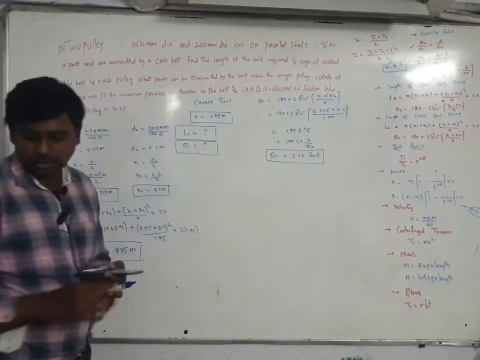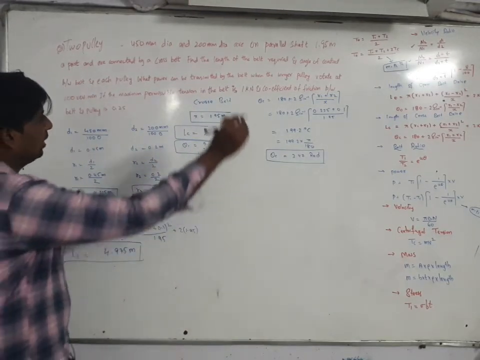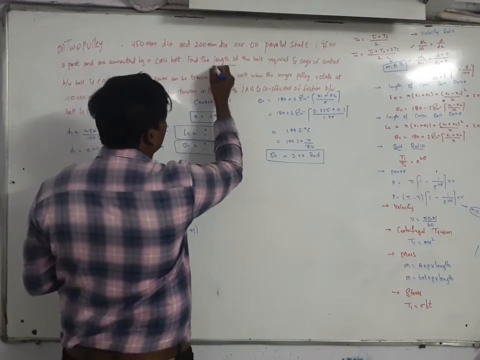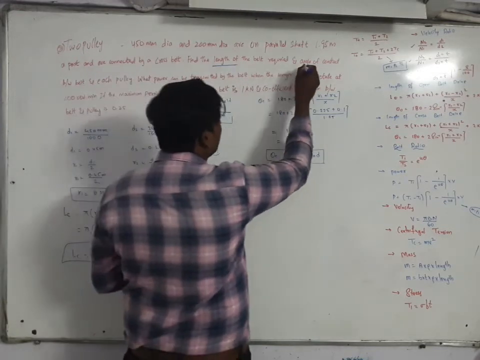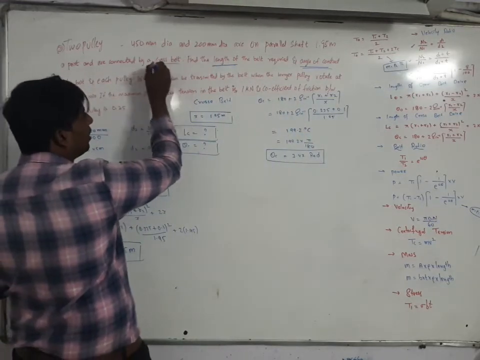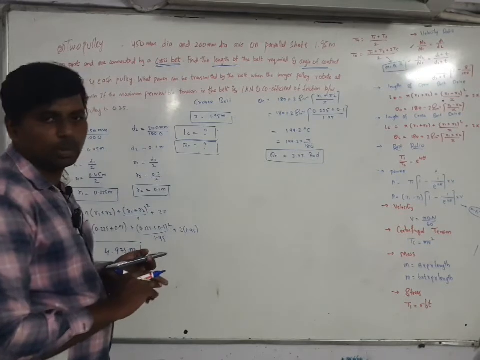So first he is asking to find out the length. Second, he is asking for the angle. And which type of belt is there? Cross belt is there.